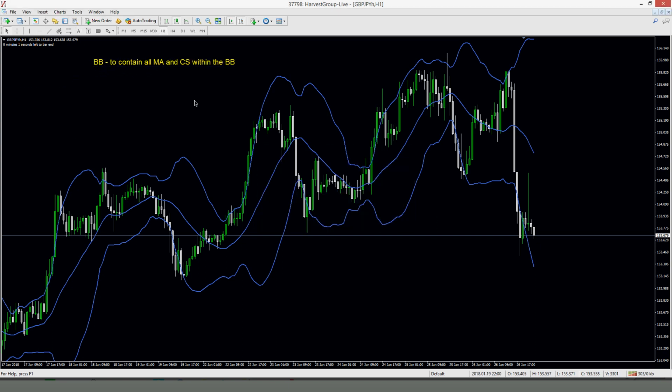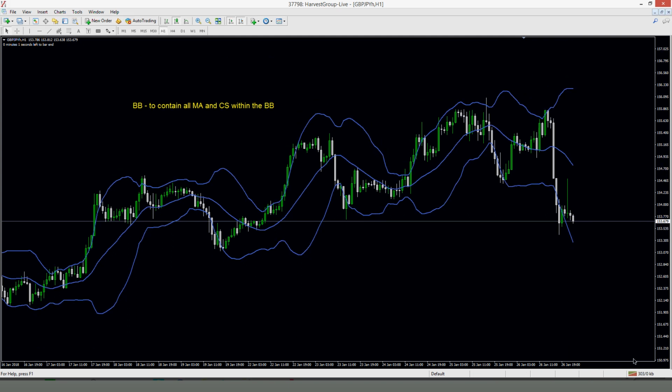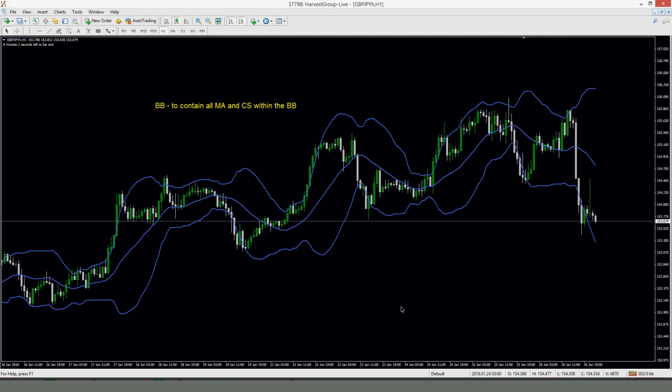So this is the most important thing when you trade BBMA. You have to understand fully what is the main function of the Bollinger Band. The main function of the Bollinger Band is to contain all moving averages and all candlesticks within the Bollinger Band. So anything that is outside of the Bollinger Band is abnormal. What do you mean by this?